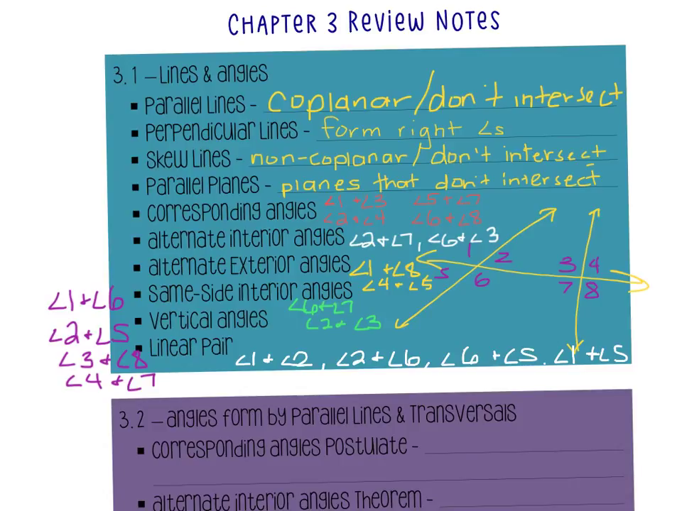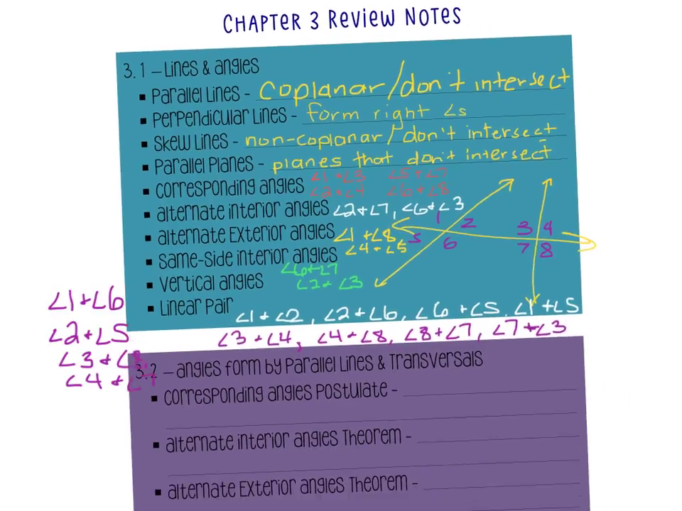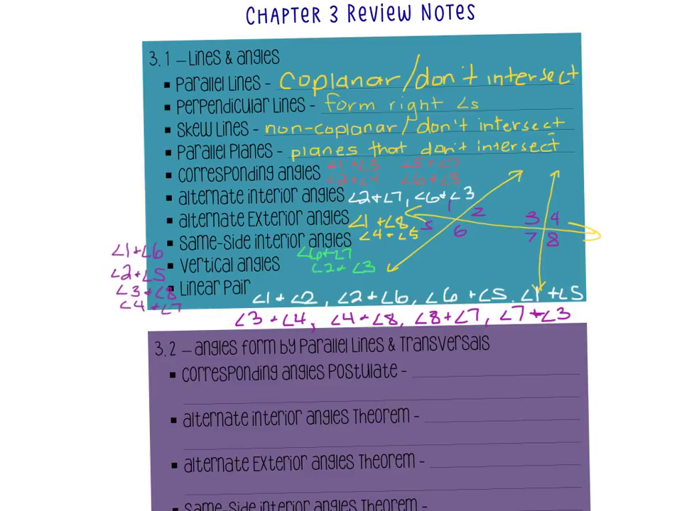They're supplementary. On the other transversal, I could say 3 and 4 are a linear pair, 4 and 8, 8 and 7, and 7 and 3. And again, each pair of those would be supplementary or sum to 180. These are vertical.